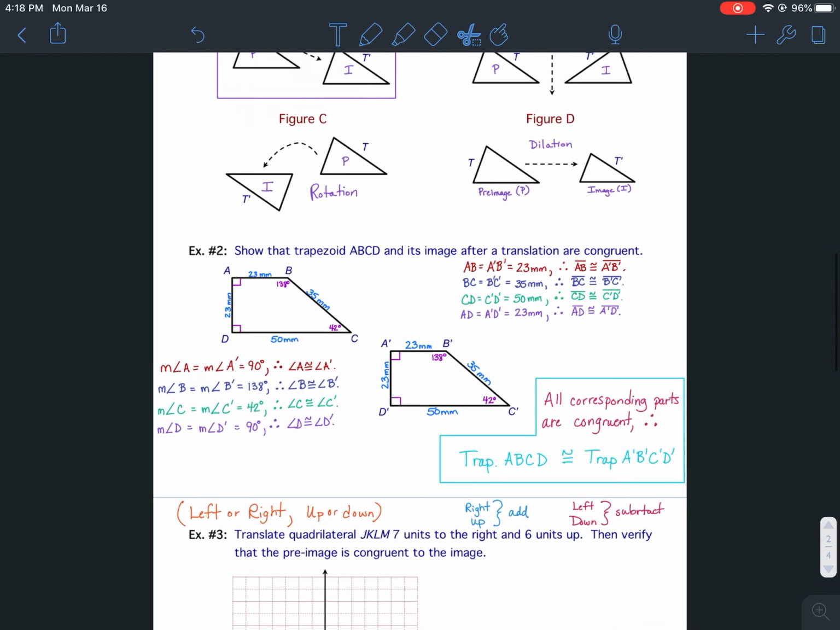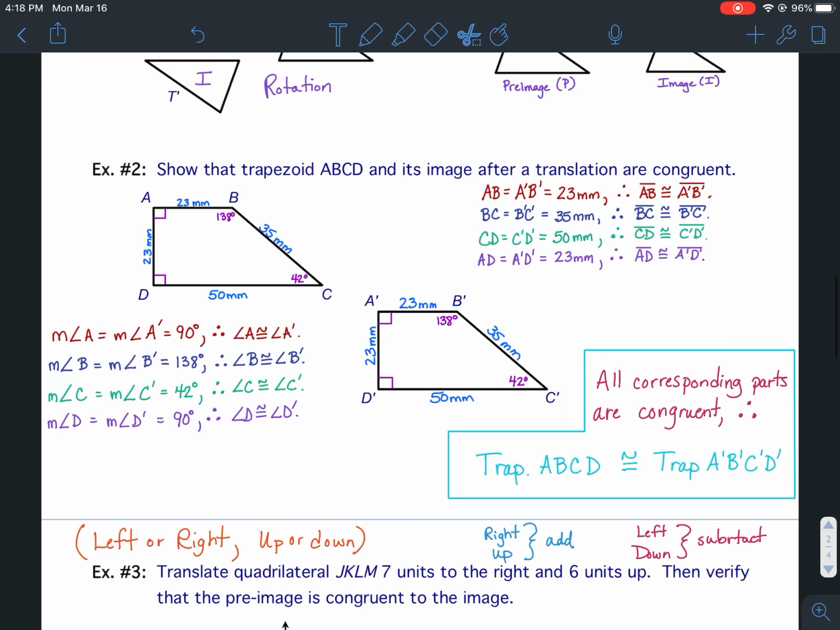We did this really long problem. For example 2, we verified that the figures were congruent by proving that all the sides were congruent and all the angles were congruent. I should say that all the corresponding sides were congruent and all the corresponding angles were congruent. And because all corresponding parts were congruent, we were able to state that trapezoid ABCD was congruent to trapezoid A prime, B prime, C prime, D prime.